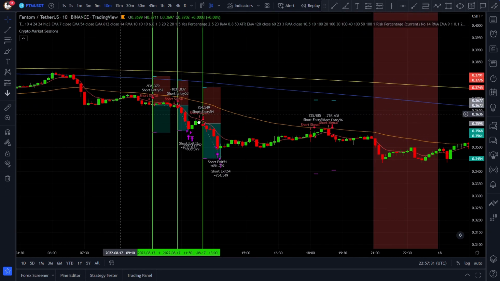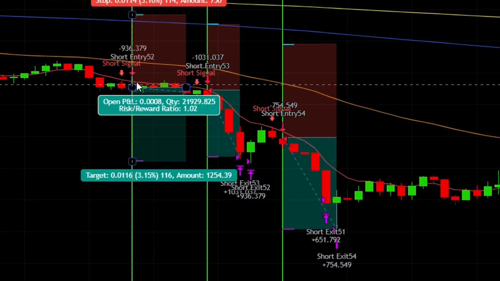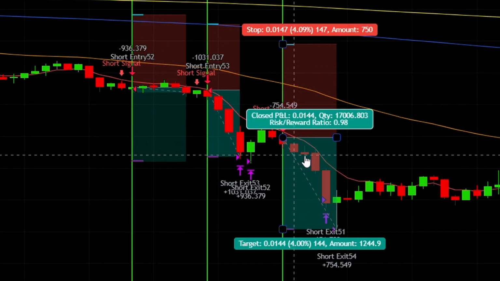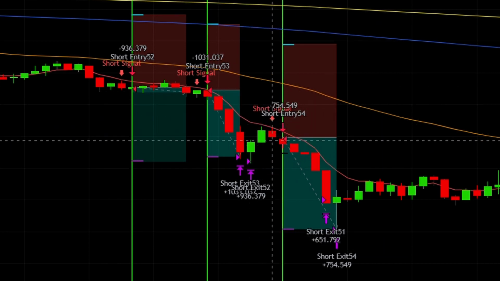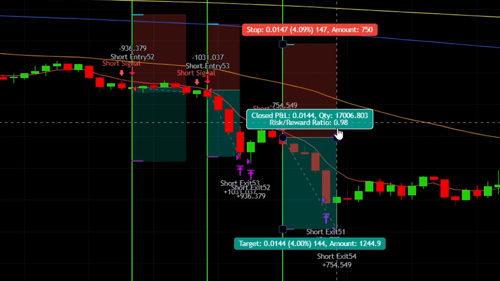Let me show you how it works. Here are 3 short entries. The first 2 entries were at a safer pullback consolidation area, but the third one was taken when the price had already started its move to the downside. So we can say that this optimization is a bit more aggressive. With this one, we don't have a trailing stop loss, we only have a rigid 1-to-1 risk to reward ratio.